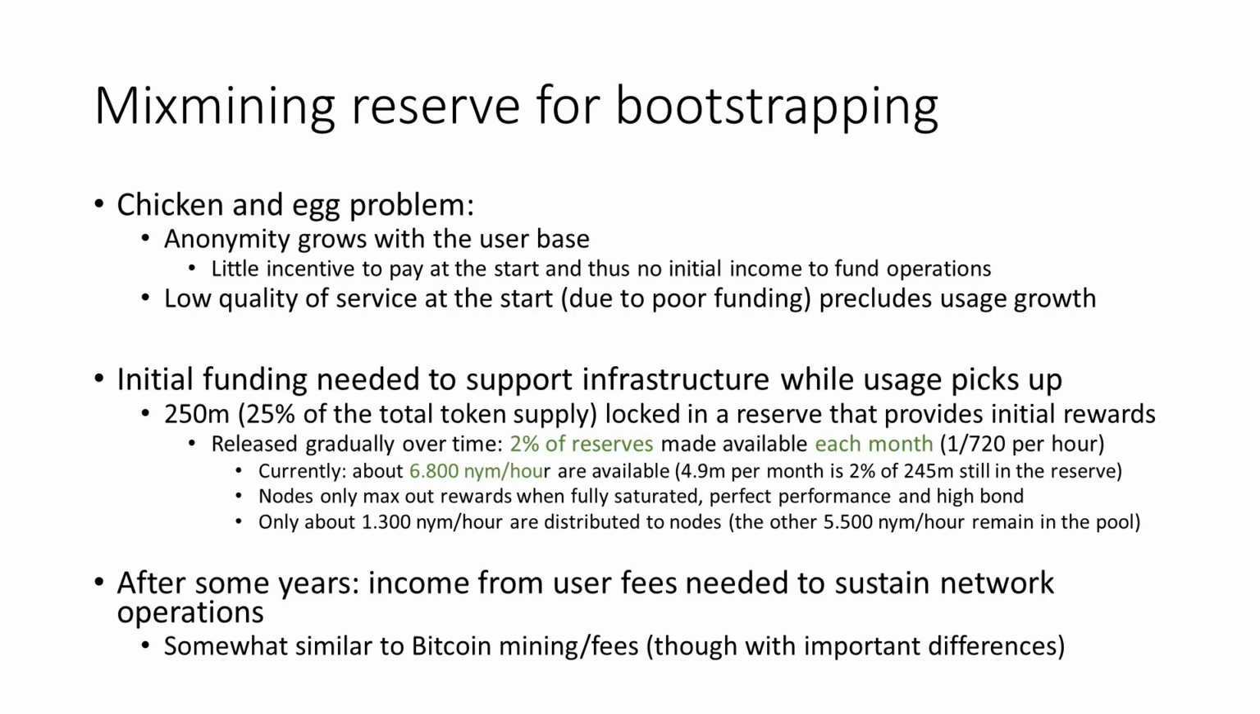The current situation is that of the 6,800 NIMs per hour made available, only 1,300 are distributed to nodes in the current state. This is, I checked yesterday, the numbers for yesterday, while the other 5,500 remain in the pool. So the pool makes available 6,800. This is the potential. From there, some of it will effectively be given to nodes. The rest is not allocated and is just kept in the pool, and then it will be, again, for the future, because every time you take 2% of whatever is left, right? So if you give out less, you have more left for a longer time.